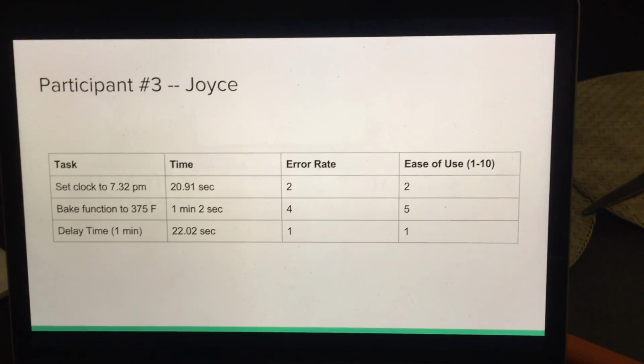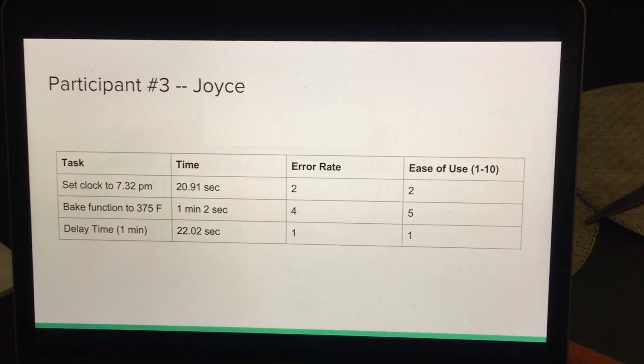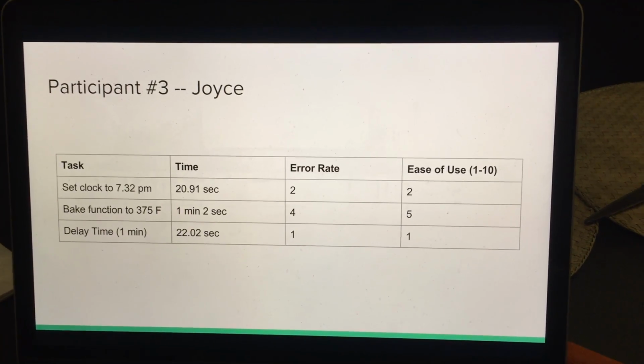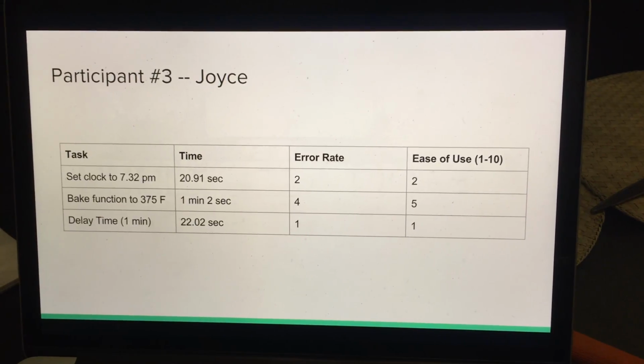Our third participant is Joyce. She performed just about in between the other 2 users and had kind of an average error rate.